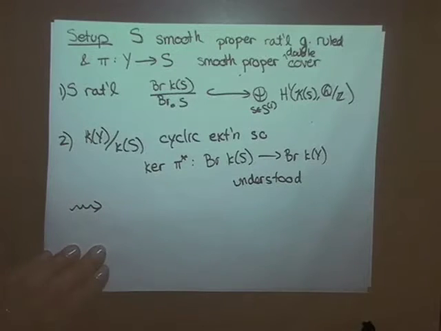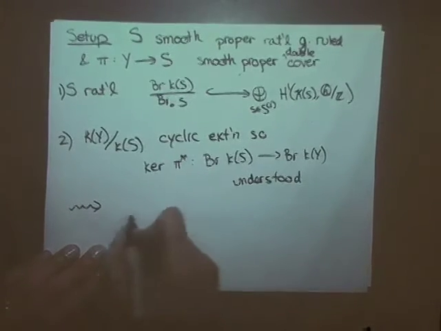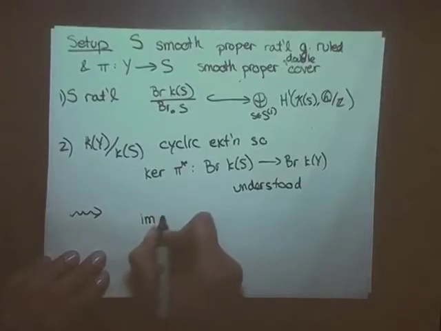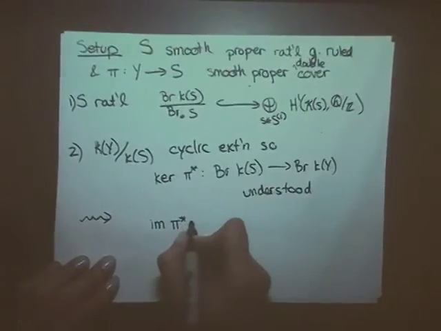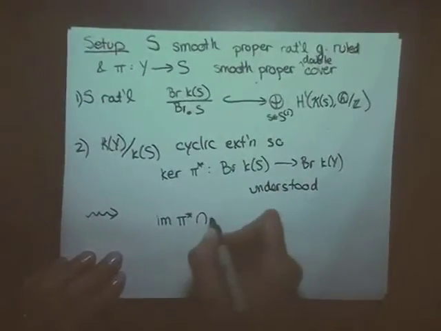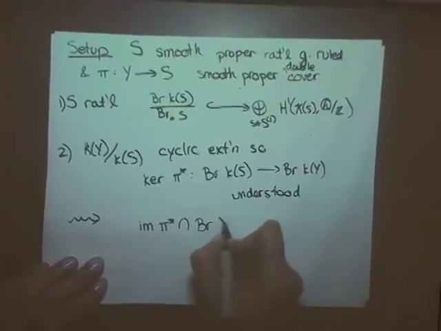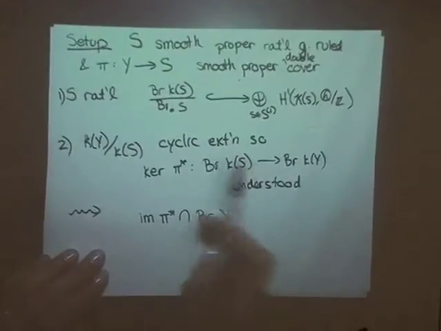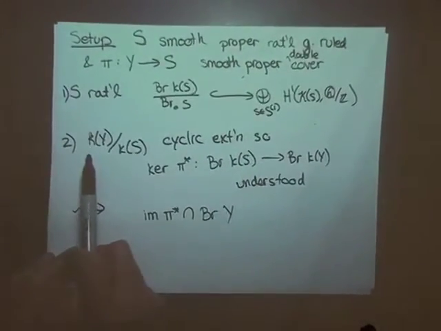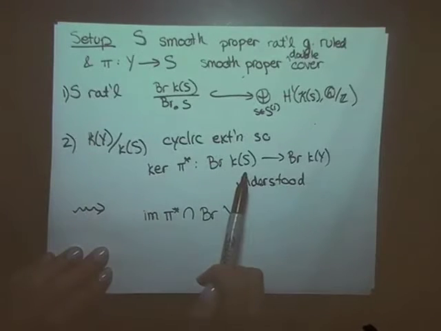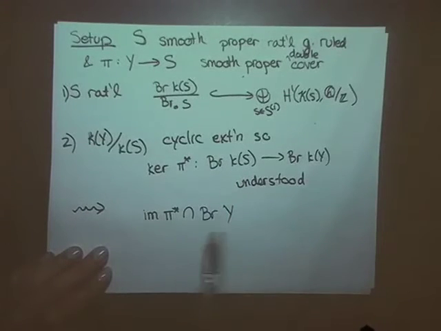So what is this going to allow me to do? Well, it's going to allow me to understand the image of the pullback map on Brauer groups. So I take the image of all the Brauer classes on the function field of Y that arise from the function field of S, and then I just take the ones that are unramified on Y.